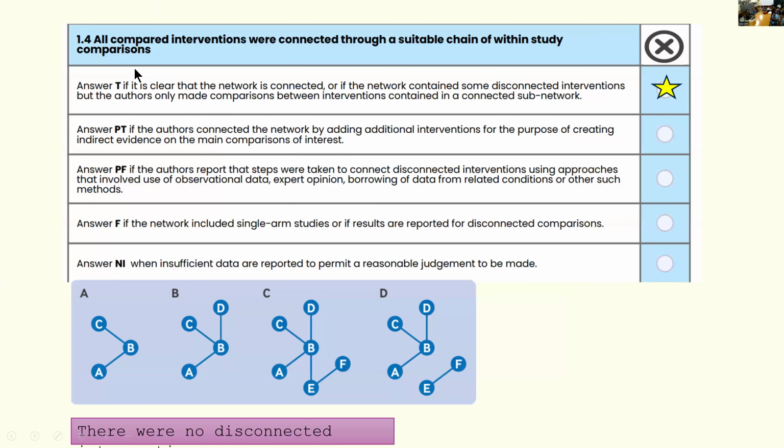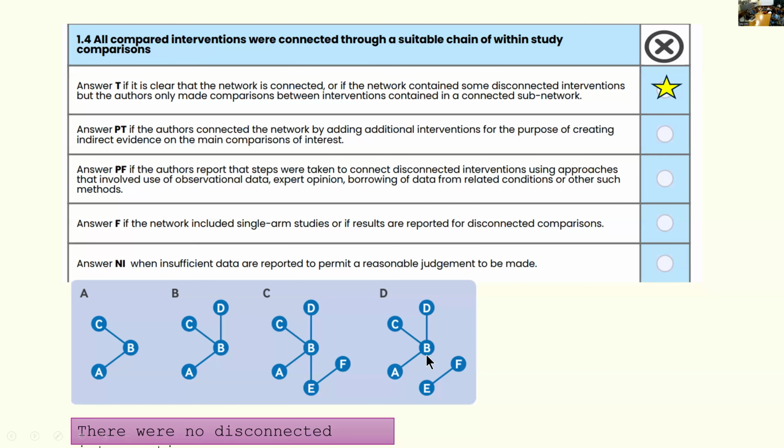Okay, so the next question was: are all compared interventions connected through a suitable chain of within-study comparisons? As I showed you in the previous picture, every single intervention was well connected. So there were no disconnected studies. For example, this is my network meta-analysis. Suppose I have another study that's for migraine, but it's not really connected to your meta-analysis. Can I include this in your meta-analysis?